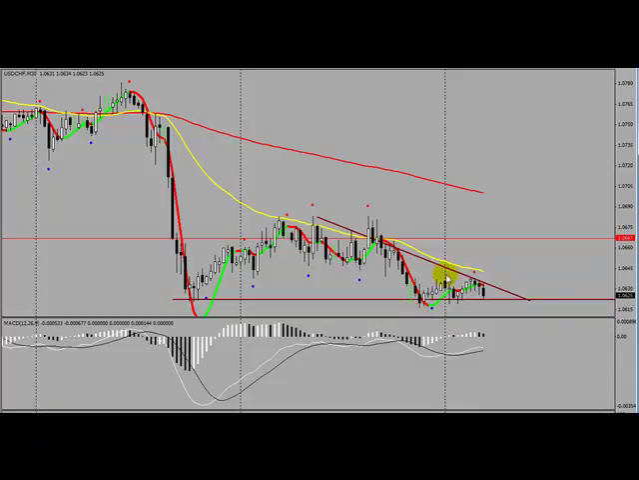We have very clear support and resistance levels. We have a horizontal support level down here that if we violate, we can get into a short trade. And if we get a violation of this trend line on the upside and a close above it, then we could get into a buy scenario.